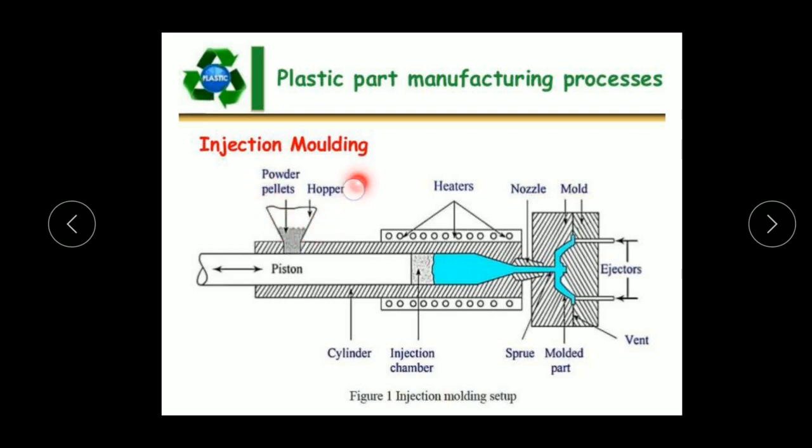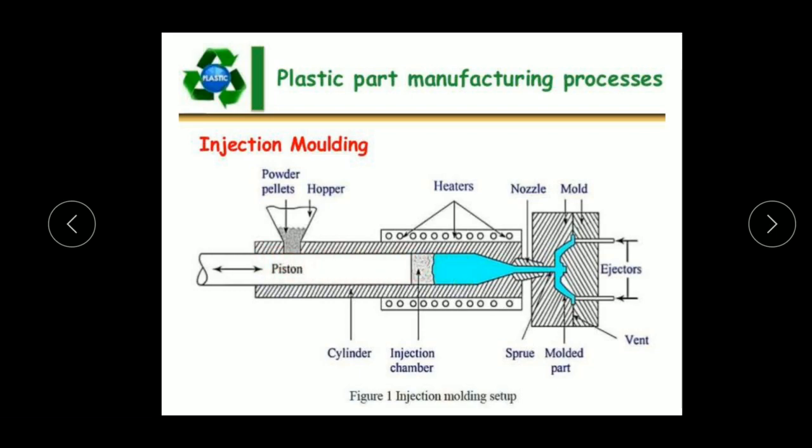Now let's start how it works from the first step. The first step is that the powder form of the polymers is dumped into the hopper. The hopper supplies the powder material into the cylinder. Now the piston moves in the forward direction. The piston pushes the polymer materials, which are fed into the injection chamber. Once they are fed into the injection chamber, they start melting and turn into a solution. Again the piston moves in the same direction.